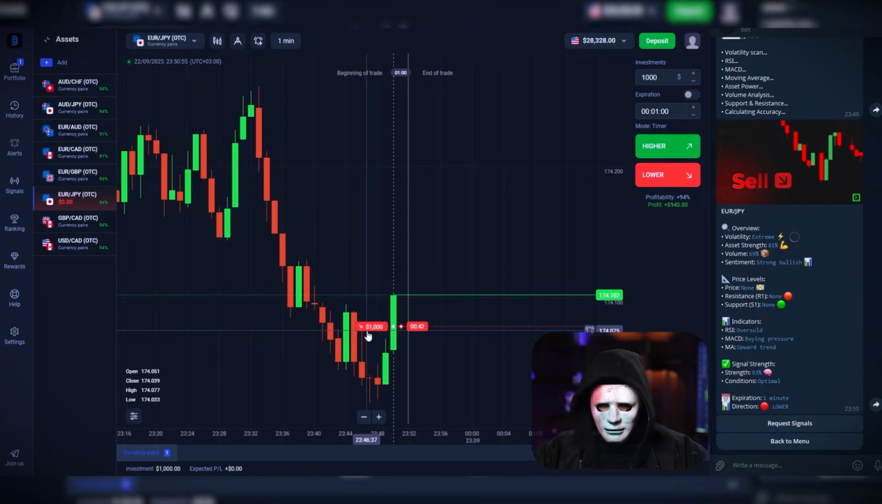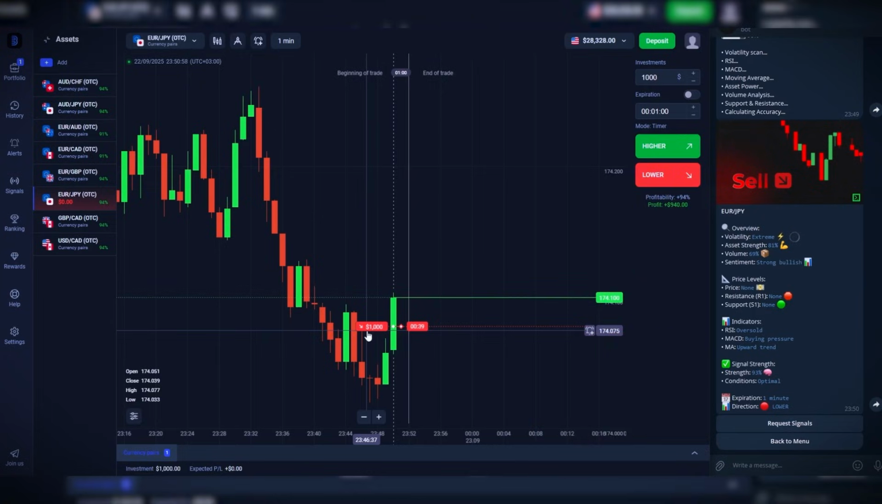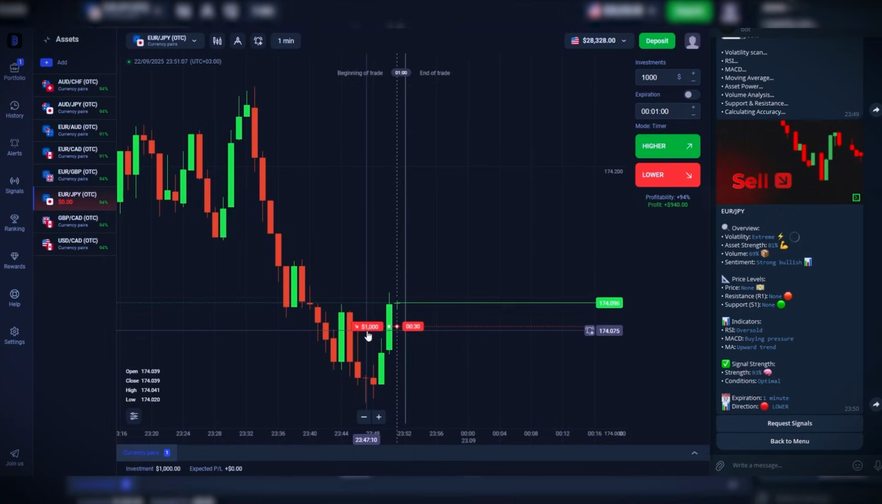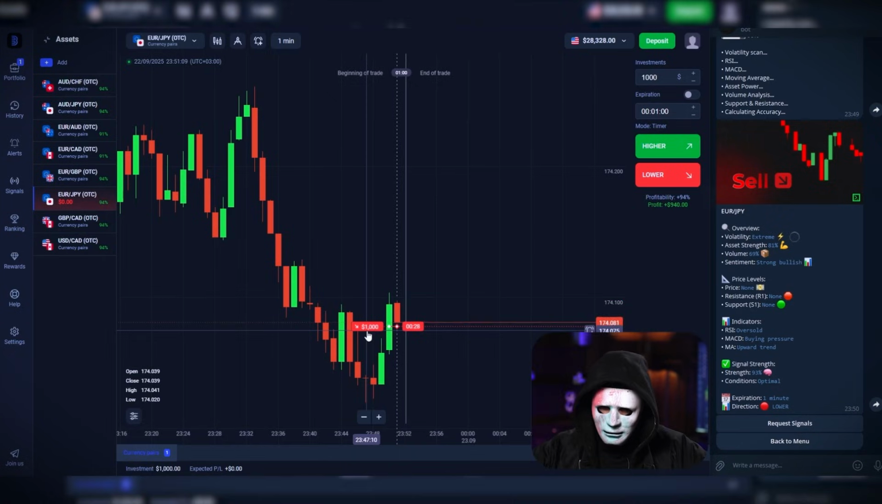By the way, right now, look, we don't have the best entry point, in my opinion, even though the bot told us to go for a sell. But we still have 30 seconds left, so let's wait together. Maybe the bot was actually wrong this time, but it looks like everything has started moving.